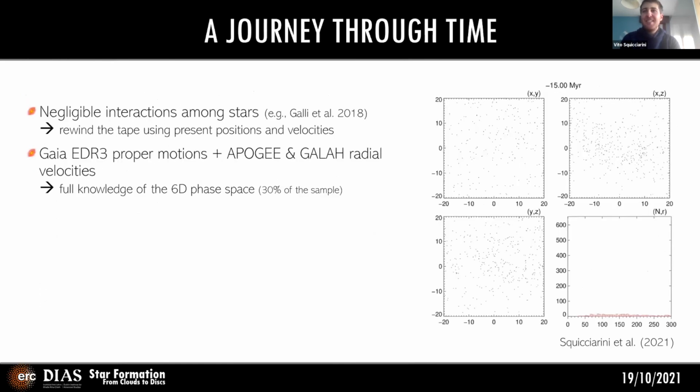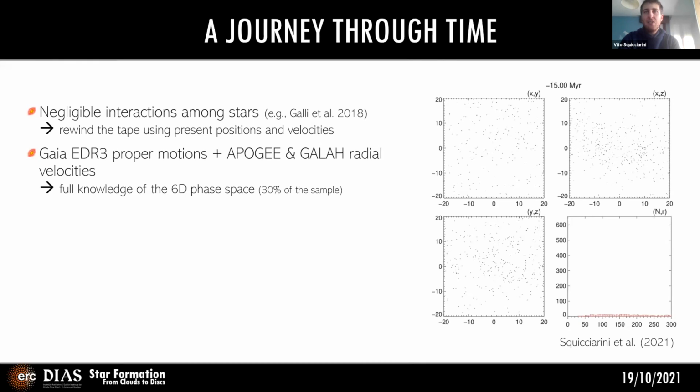And so we are interested in seeing how these stars were arranged in the past. And under the assumption of negligible interaction that I was mentioning before, we can think of rewinding the tape using present position and velocities to see where they were found some million years ago. So we started from the position and the velocities, the proper motions from the Gaia Early DR3, and we put them together with the radial velocity from APOGEE and GALAH.